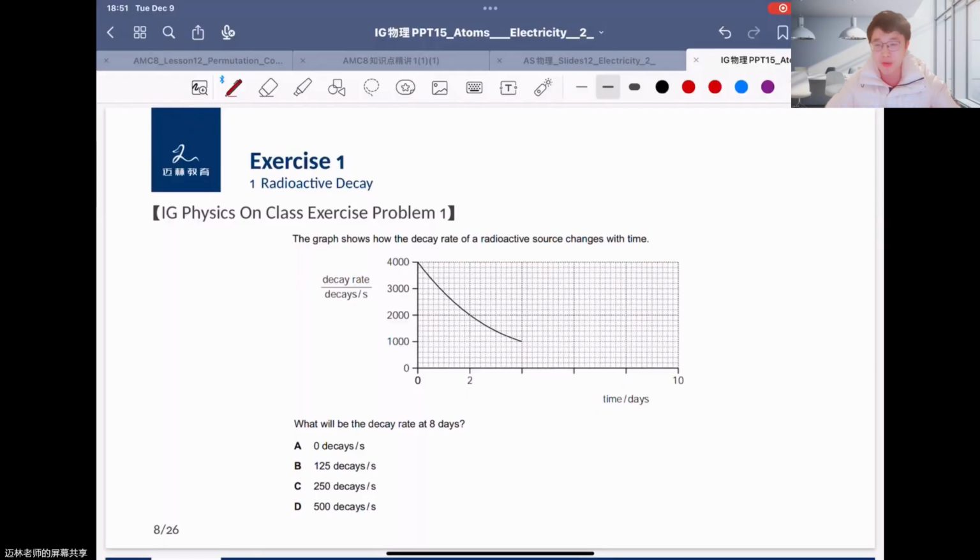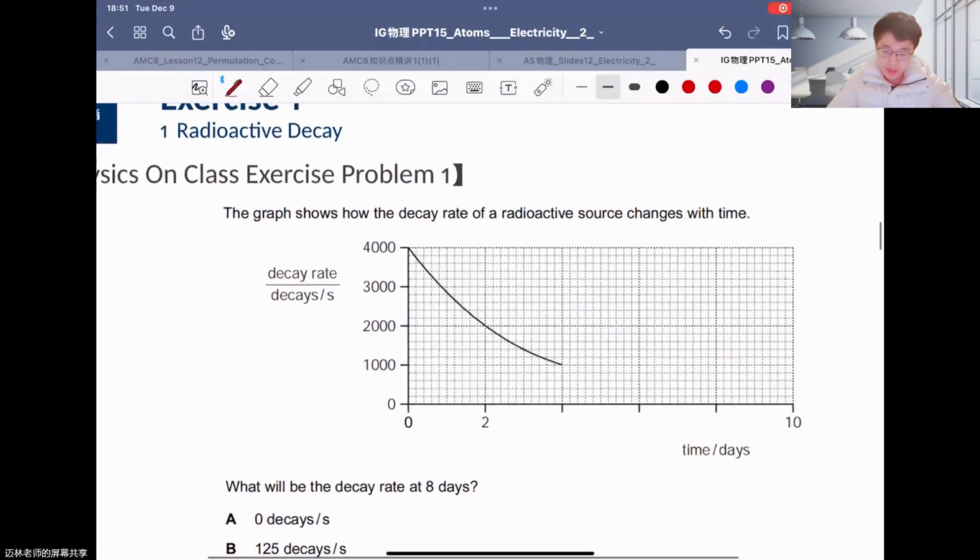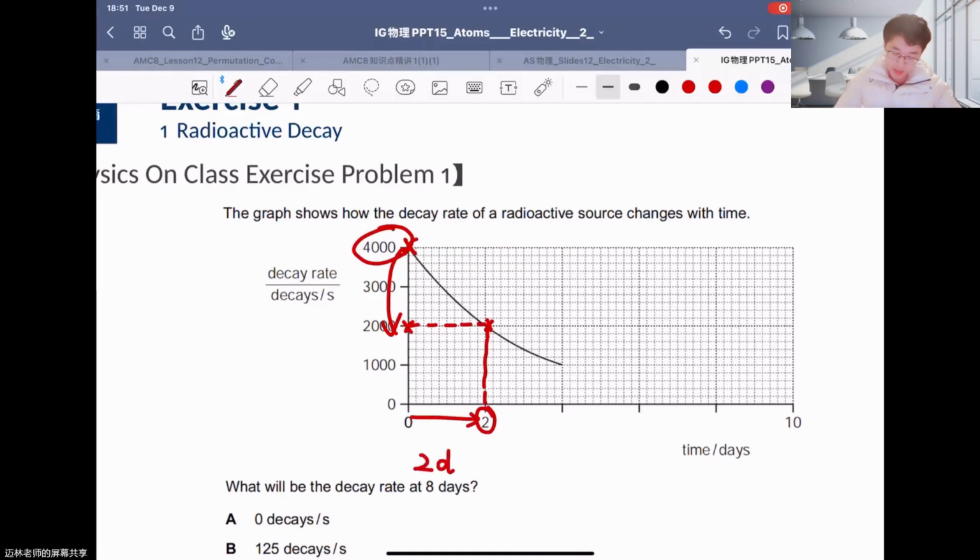I guess this problem is not very difficult for you, right? First, in this graph you can find a 4,000 decay rate per second, which means at the very beginning we have 4,000 radioactivity. To find the half-life, we first have to find when the decay rate becomes half, and the time period. From 4,000, half is 2,000, and this point represents 2 days. So from day 0 to day 2, it takes 2 days. So 2 days is the half-life.